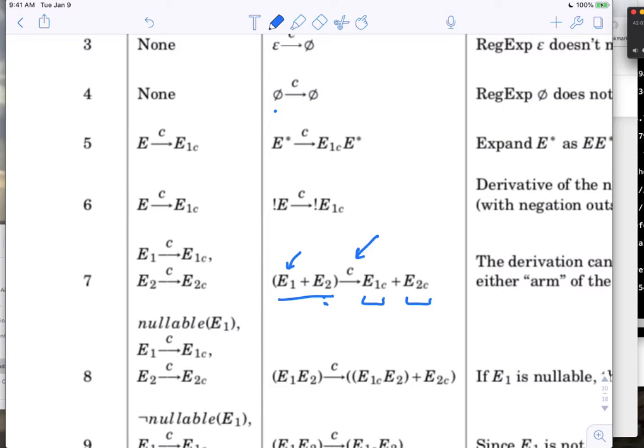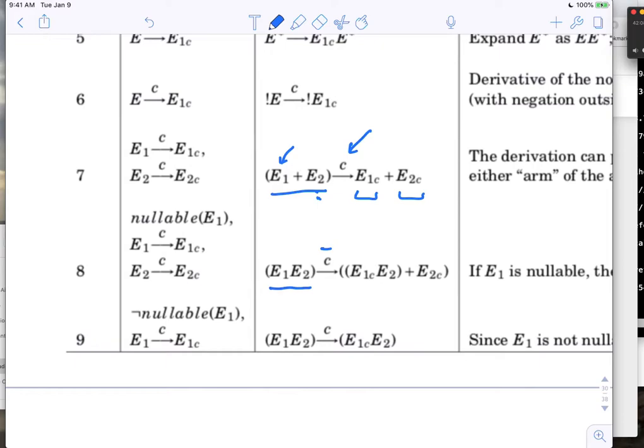So now comes the E1 followed by E2 derivation through C. Who wants to answer why this rule works from that side of the class?